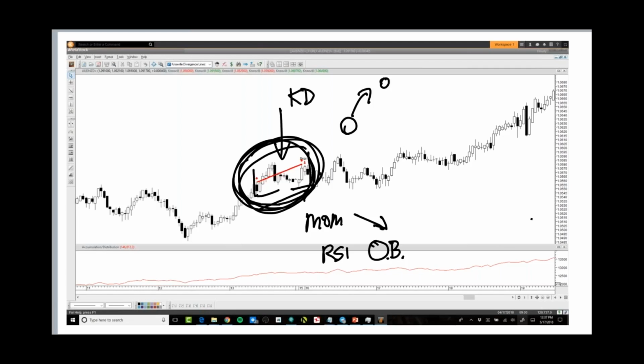It's going slower as it's rising. That's divergence. Disagreement between price and an oscillator. And at the same time, the relative strength index was overbought. So it draws the Knoxville divergence line there.